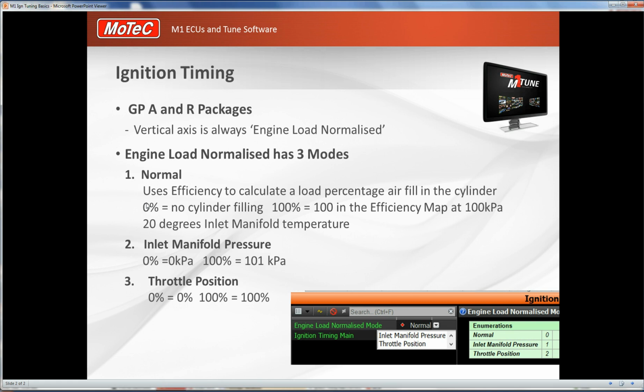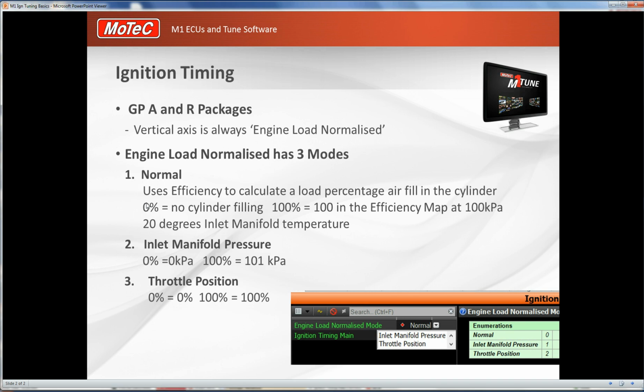So if I give you another example, let's say the engine's now at 50 kPa manifold pressure, so the butterflies are nearly closed. And again, let's say that the engine efficiency at that point is still 100. That would mean that the engine load normalized channel, and all of these examples assume a 20 degree inlet manifold temperature measurement, would be 50% at 50 kPa. So for our 4-litre engine, we would be then theoretically inducing 2 litres of air per cycle.